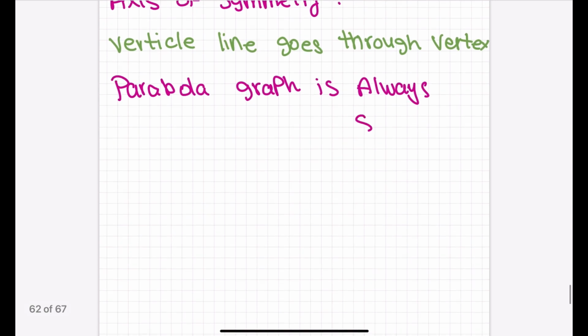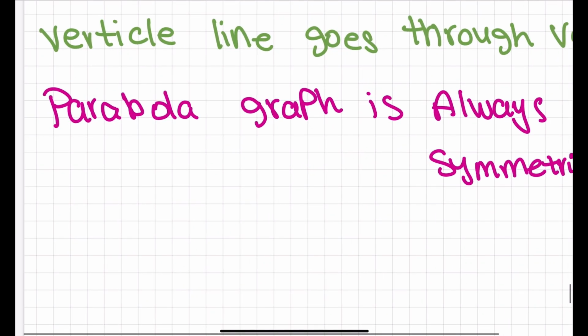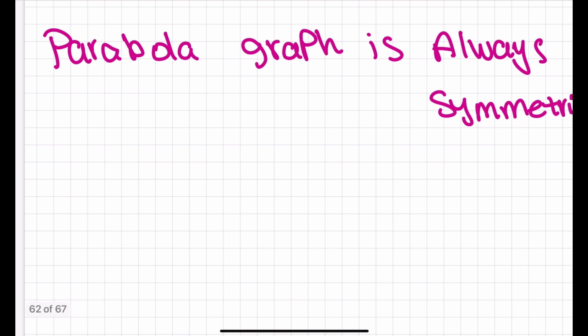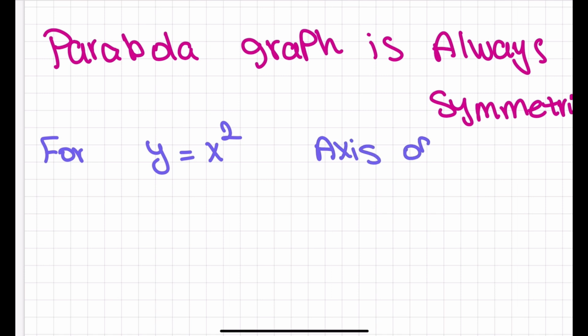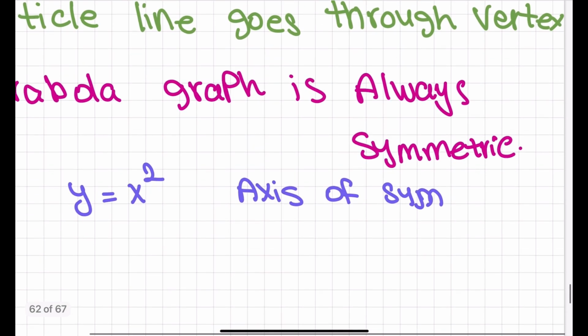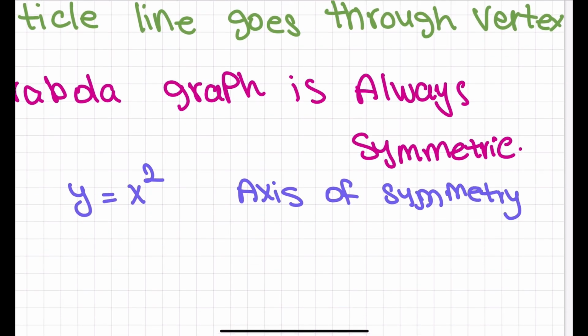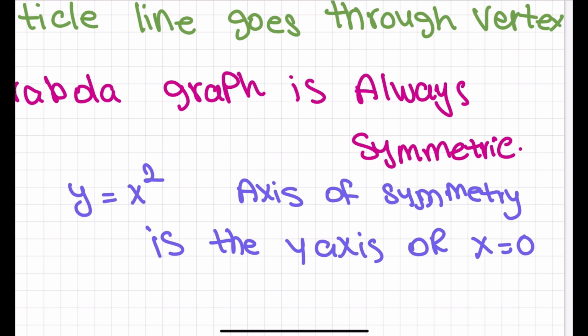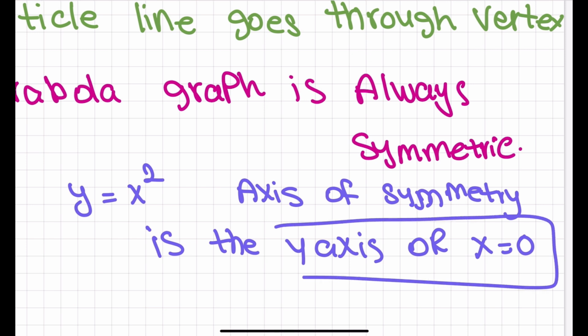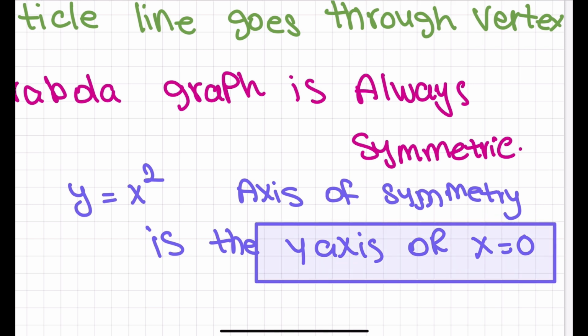I'm just going to write it down: symmetric. And if you want to write an axis of symmetry for this graph, so for y equals x squared, the axis of symmetry is the y-axis, or we can say x equals 0. It's up to you, but I normally say y-axis. It's the same thing. Alright.